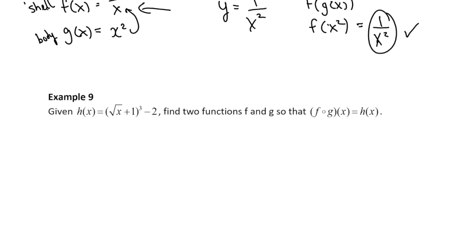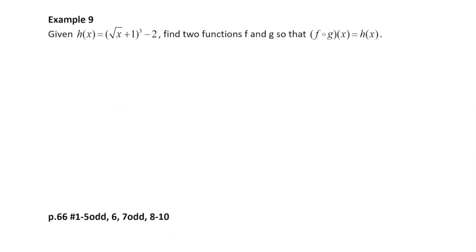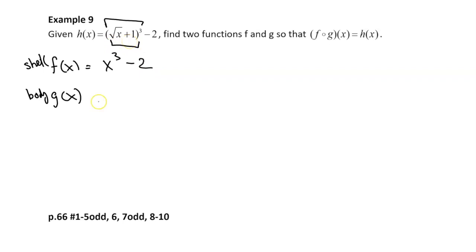Let's take a look at example 9. It's the same concept. We have f of x and g of x, and it's f of g of x. Again, f of x is going to represent our shell, and g of x is what we're going to fill it in with. So what we could say is something like this: the shell, to me, for this question, looks like x cubed minus 2, but filling in for that x cubed is root x plus 1.